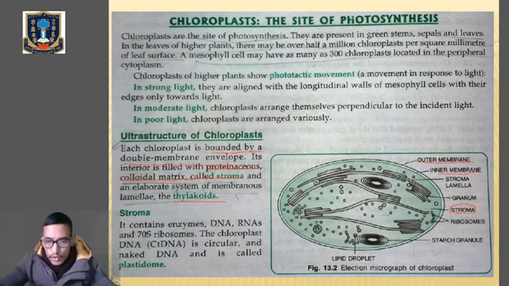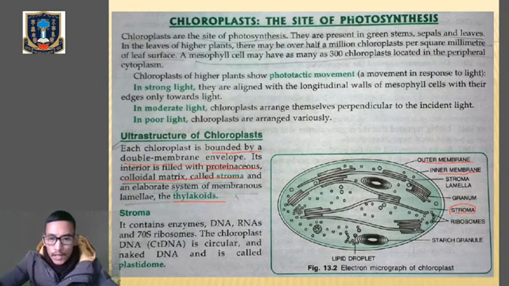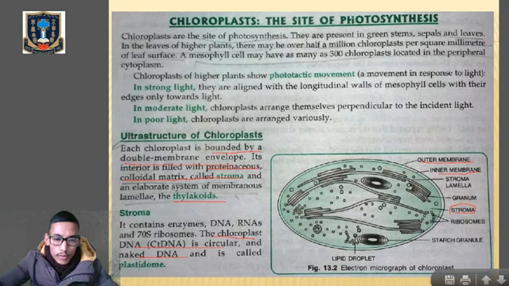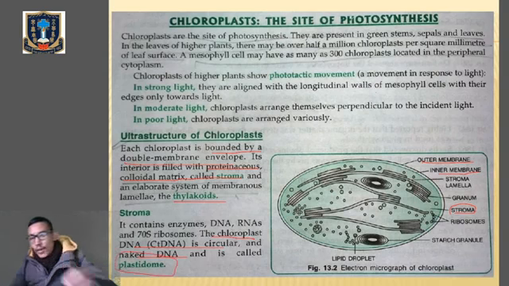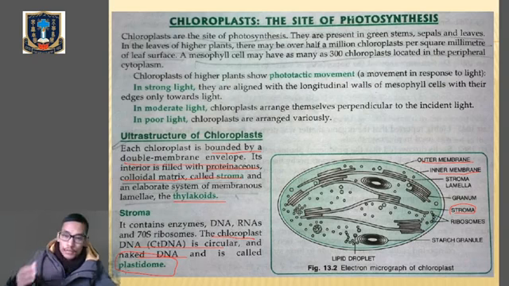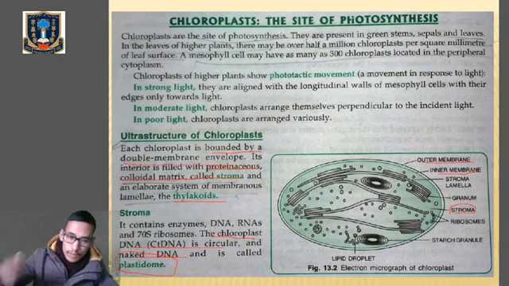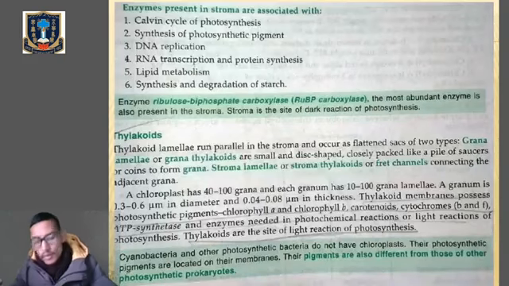Stroma contains DNA, RNA and 70S ribosomes. The chloroplast DNA is circular. Look over here: the DNA of chloroplast is circular and naked, and is also called the plastidome. Clear? Now what are the enzymes present in the stroma?